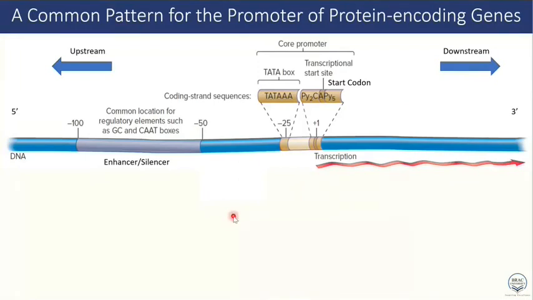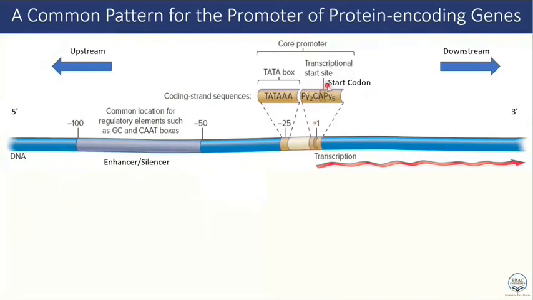Then from the promoter, the downstream is toward the 3' end. Going to the 3' end is downstream, and upstream is going to the 5' end from the promoter, or from any gene, from any location. If you go to the 5' end, that is upstream, and if you go to the 3' end, that is downstream. So let's start from the promoter.